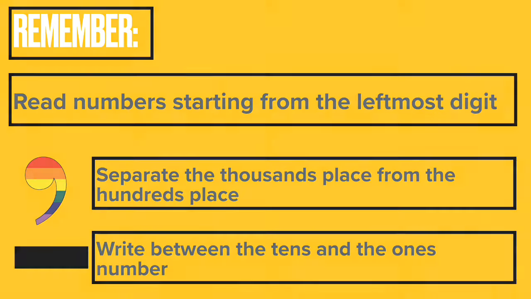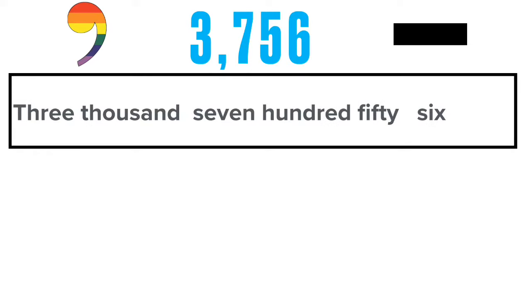So let's have our first example. We have 3,756. So here, we are going to apply the use of comma and hyphen. So let us write first the word 3,756. So again, we are going to write the comma after the word thousand, while the hyphen, we are going to write it between the tens and ones place. So let's put the hyphen between tens and ones. That is the correct way in writing number 3,756 in words.